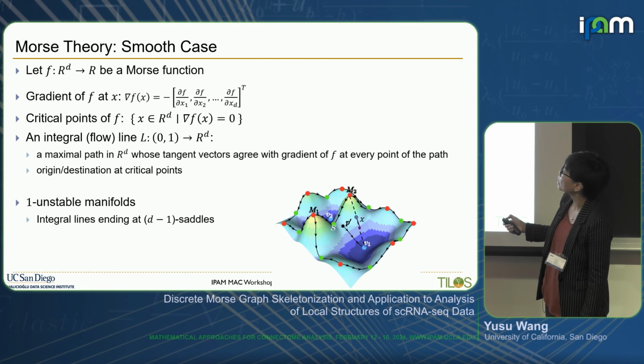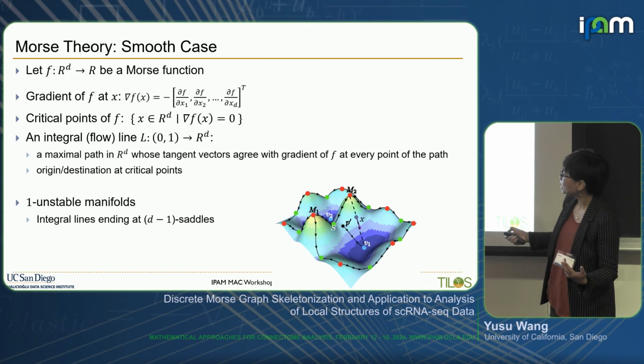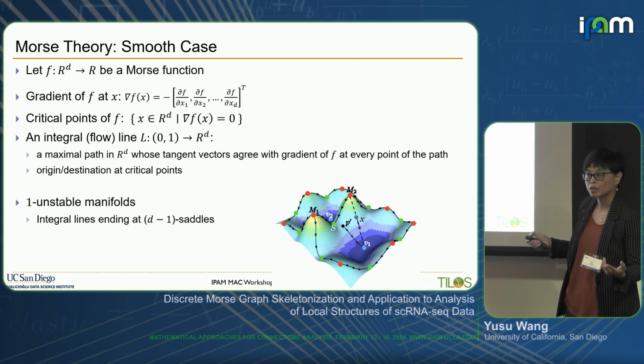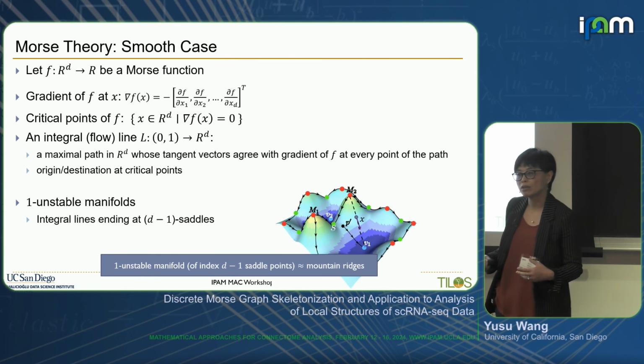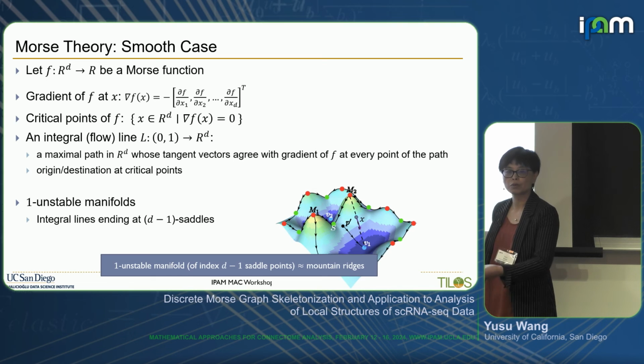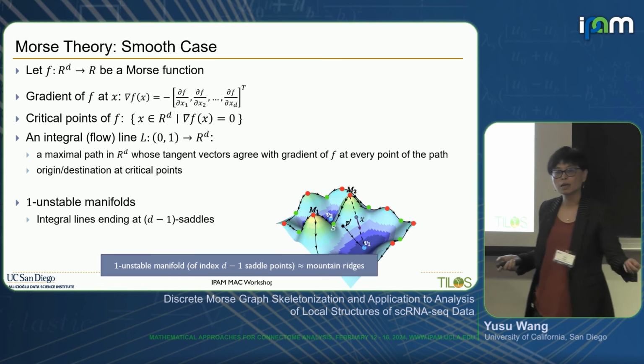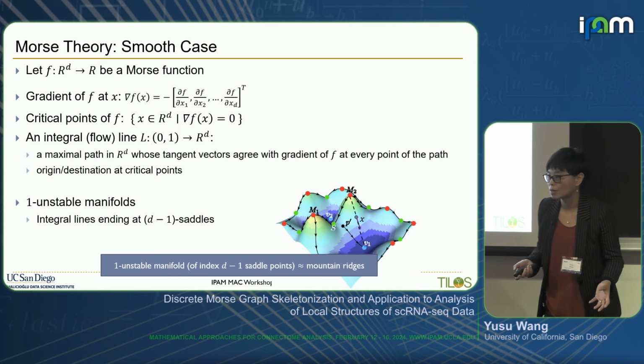I'm going to look at the integral lines going from a maximum to a saddle, between the maximum and the saddle. This gives me a little network which forms these mountain ridges. In high dimensions, this is the so-called one-dimensional unstable manifold that connects the index-d critical points, the maxima, with the index d minus 1 saddle points.